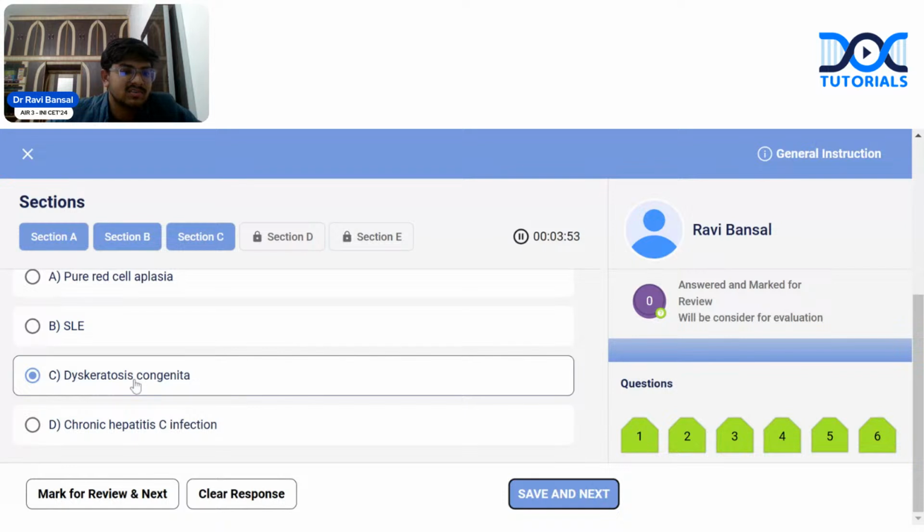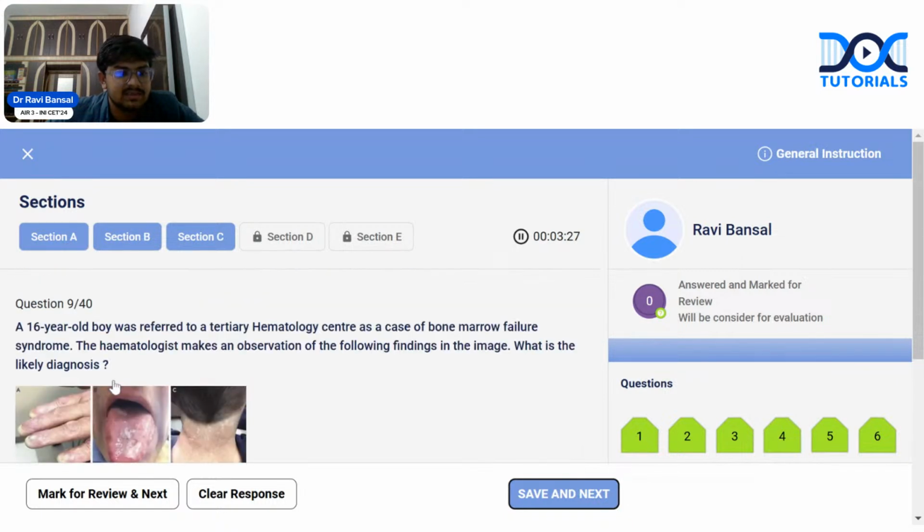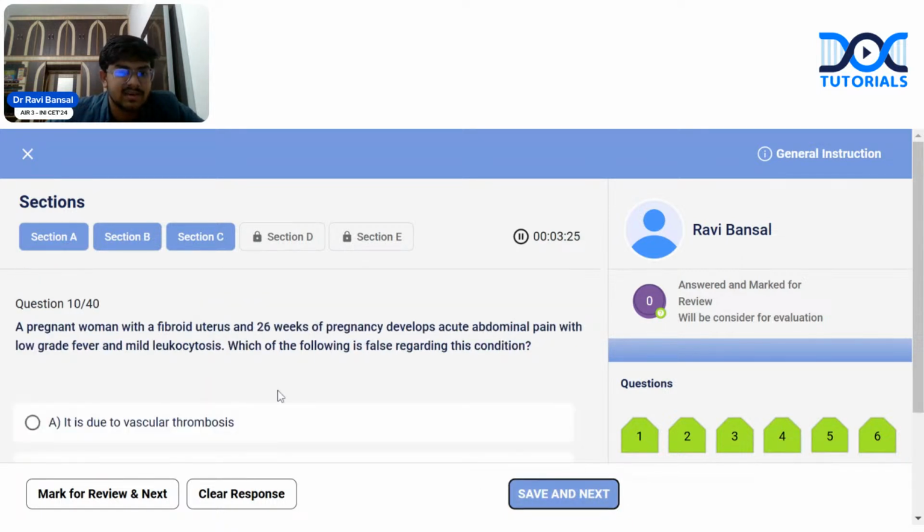And dyskeratosis I am slightly going in favor of, because I have read this condition in bone marrow failure syndrome, and there's some ectodermal defect, and the name also says dyskeratosis, something to do with keratinization of the epidermis. Congenita, obviously, a 16-year-old boy. So I do not remember much about this disorder. I just remember I read it in bone marrow failure syndrome. So I think this will be the right answer.